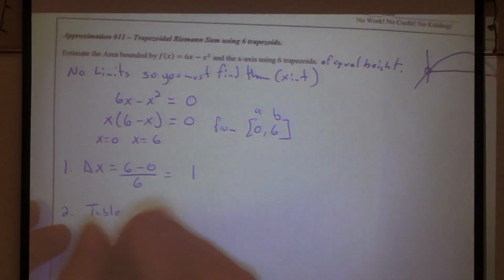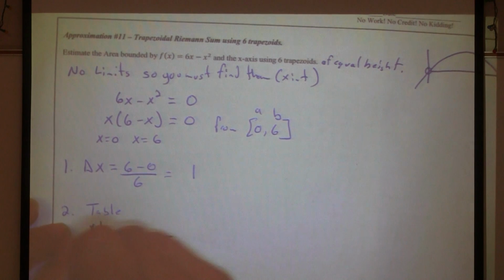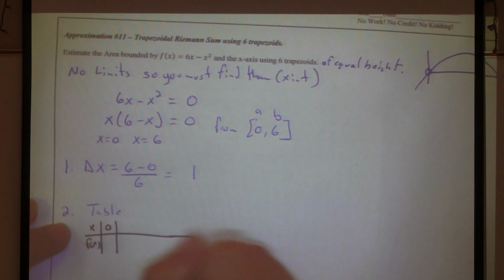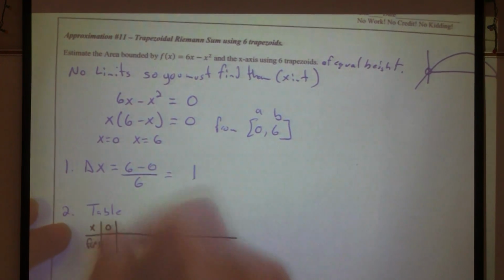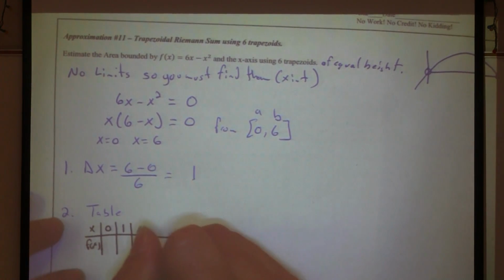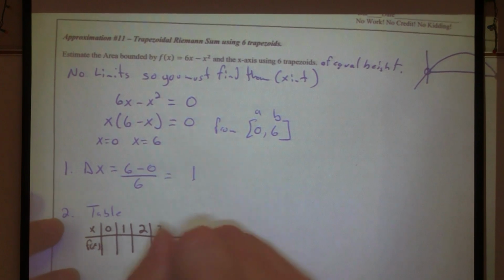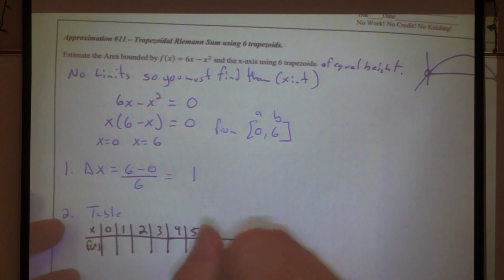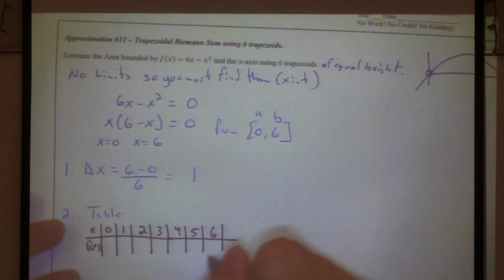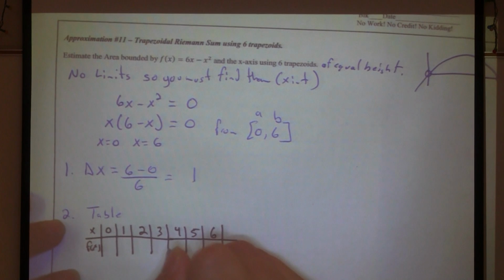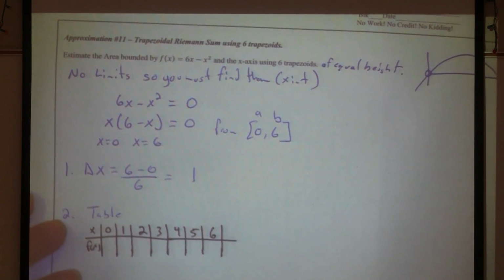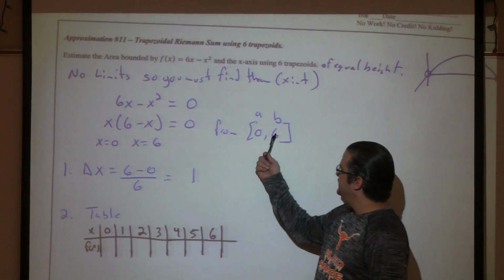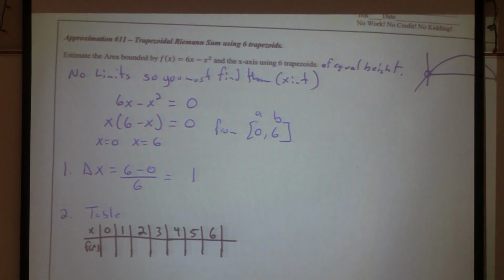Second thing we need to make is my table, so I can know my values of those different bases, right? So where does my table begin? It's going to begin at 0, and then to find the next value, I need to follow the width, which is what? 0 plus 1, plus 1, plus 1, plus 1, plus 1, plus 1. Do I stop at 6? Why do I stop at 6? My interval, right? That's my limit there.